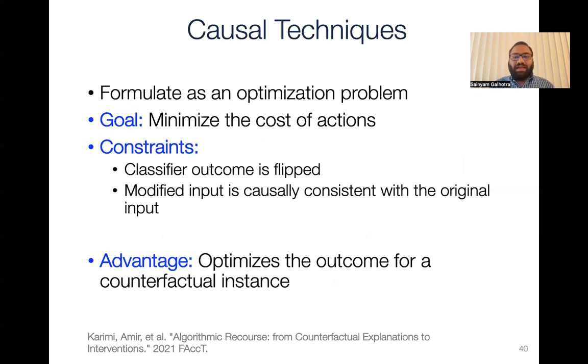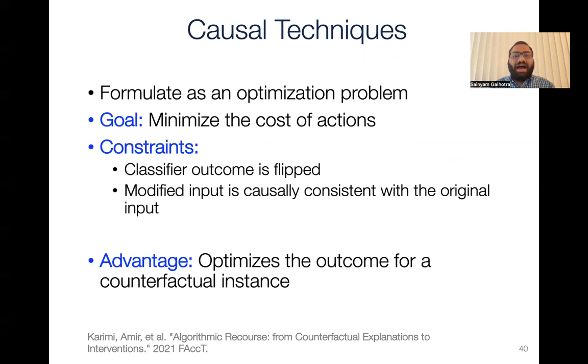These are the same as that of the prior work by Ustun and others. But this approach has an additional constraint that the modified input is causally consistent. The advantage of this approach is that the additional constraint ensures that the output is truly counterfactual and is relatable to the individual.